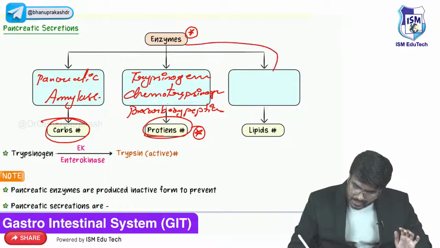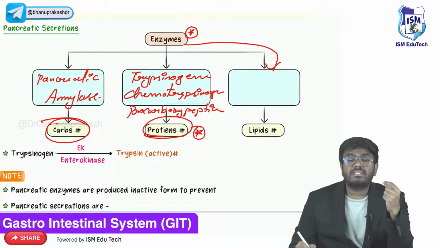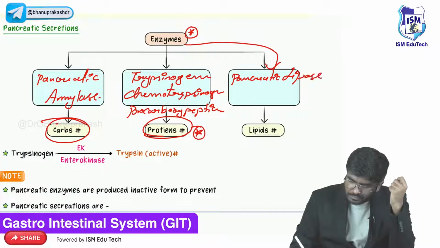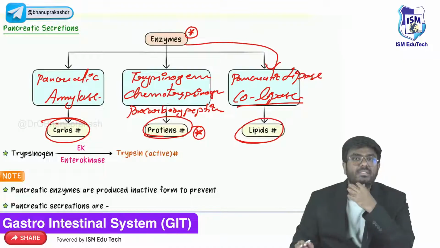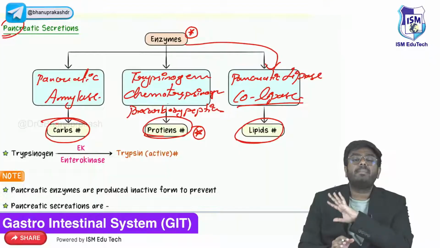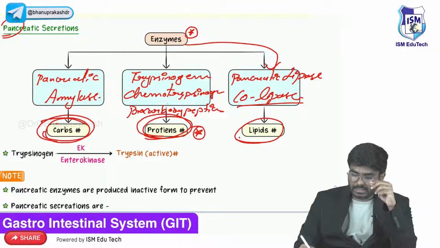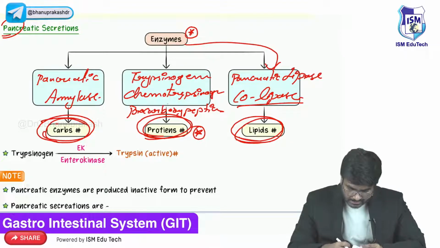And what is the enzyme which is produced by the pancreas to digest the lipids? It's the pancreatic lipase and colipase. So pancreatic lipase and colipase, these are the enzymes which will help in the digestion of lipids. So pancreas, pan means complete digestion. Pancreatic enzymes digest carbohydrates, proteins and fats. Carbohydrates, proteins and fats, all of them will be digested.